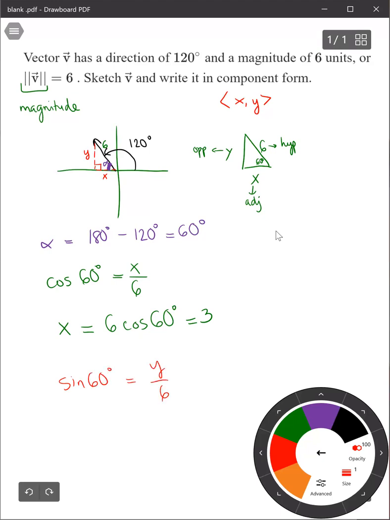And I actually like the idea where you start with your prior knowledge first. So you start with cosine of the angle or sine of the angle first. Sorry guys. And then we have y equals sine of 60 degrees times 6. Okay, what do we get?